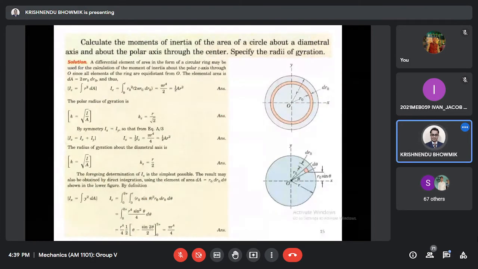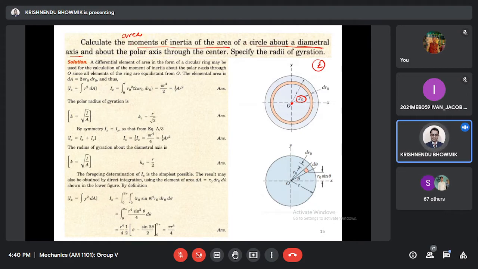Now, another example: calculate the moment of inertia of area. Area moment of inertia of the circle about the diametral axis. If it is asked about the diametral axis, it is perpendicular to this plane, the z axis. So calculate the moment of inertia of the area of a circle about a diametral axis and about the polar axis through the center. Both are asked.